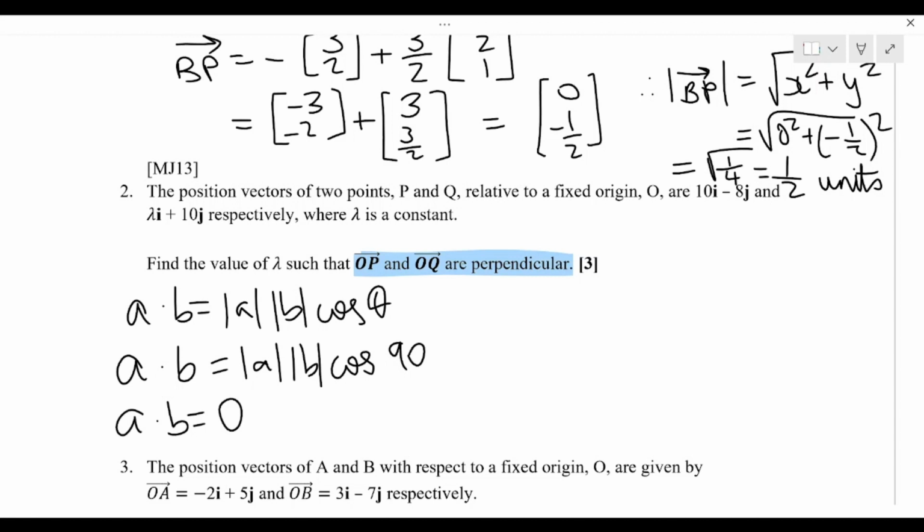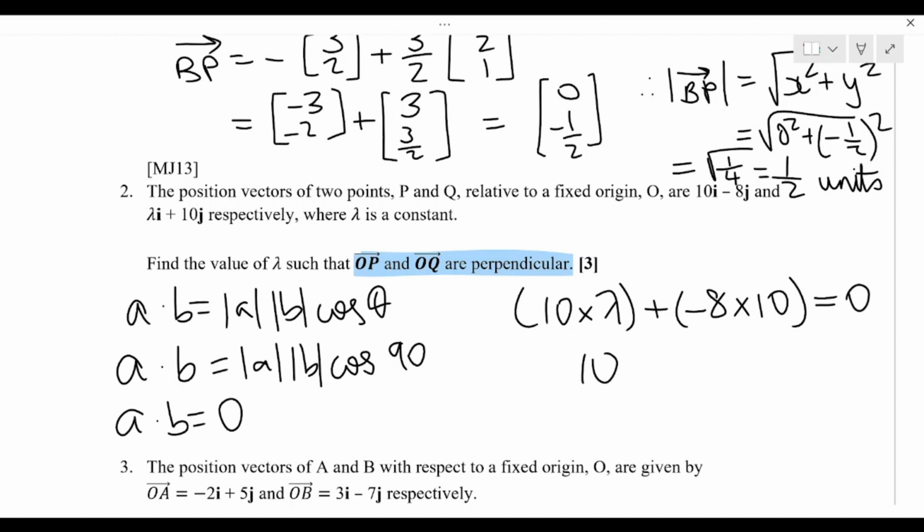The dot product is going to be equal to the product of the i components, so 10 times lambda, plus the product of the j components, negative 8 times 10, which should give us 0. Therefore, 10 lambda minus 80 is equal to 0. 10 lambda is equal to 80. Lambda is equal to 8.